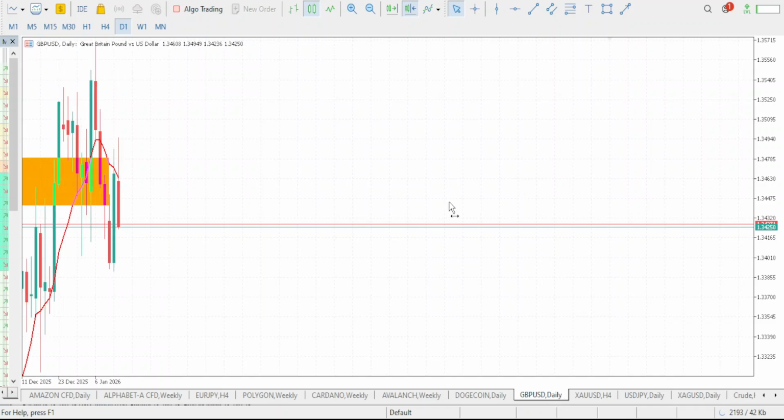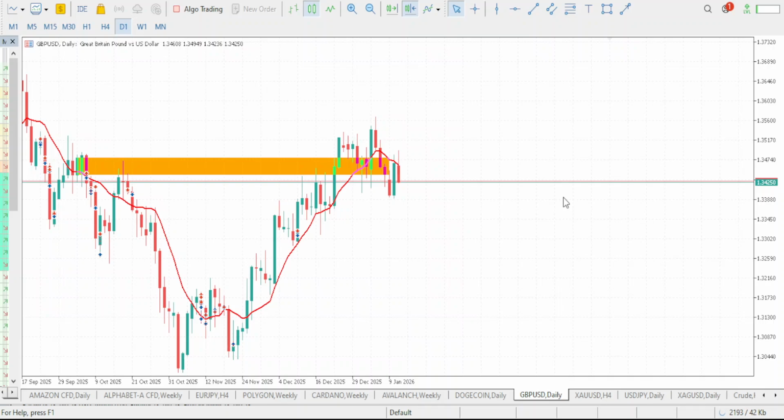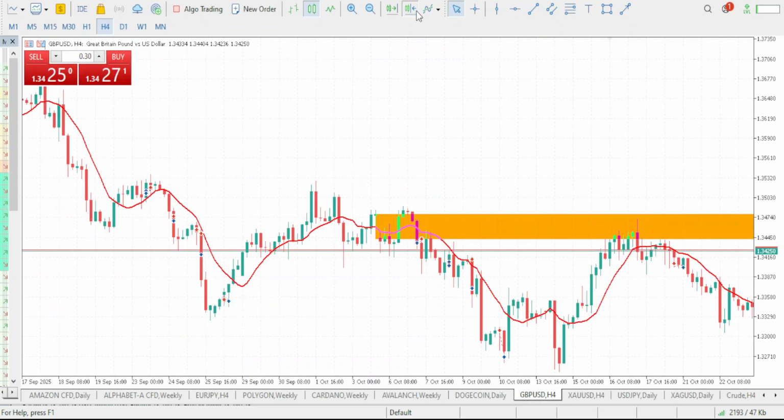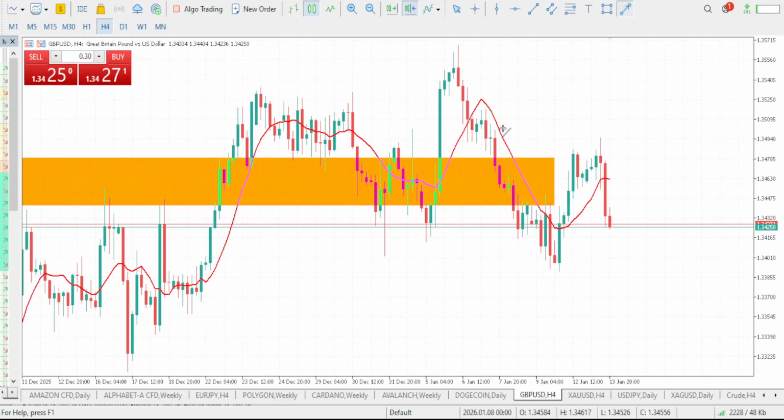So let's see what we will be expecting on our GBP USD for the day. Let's first take a look at your forward time frame. You would clearly see that your forward time frame says this is a bearish market move. 4 hour is literally dropping.